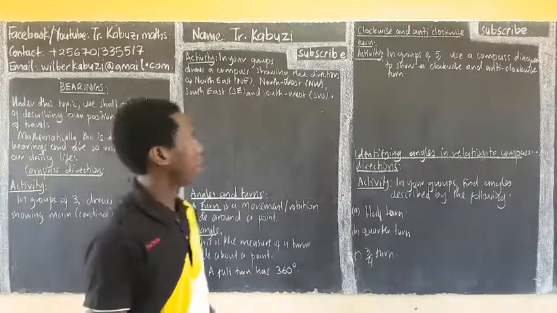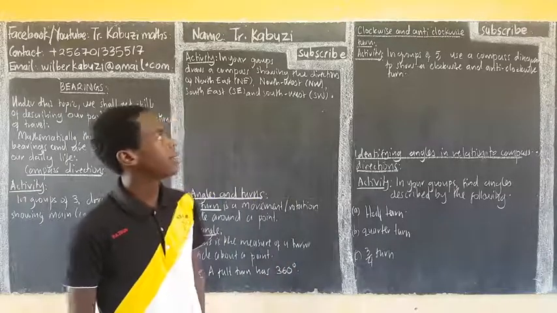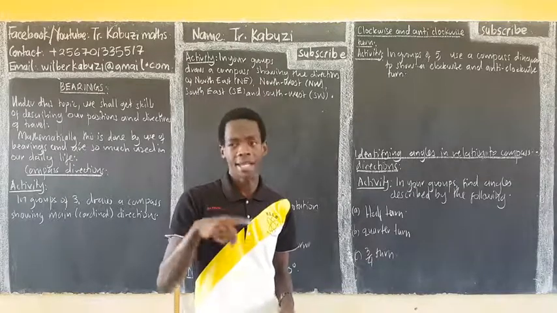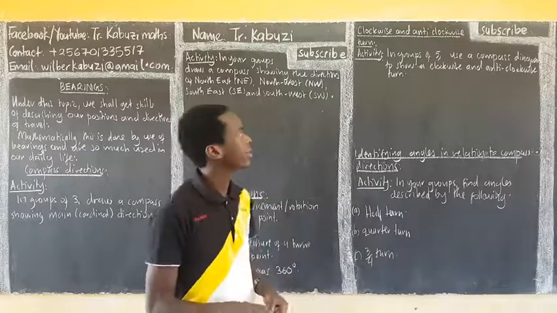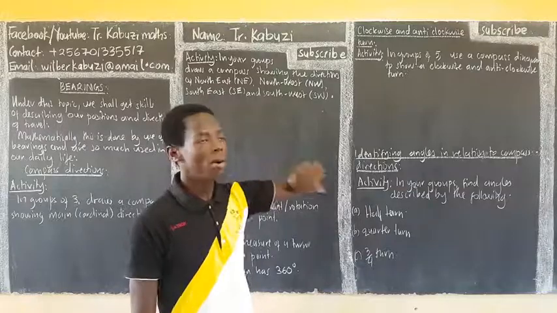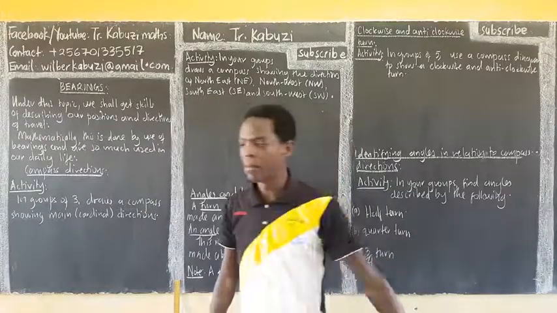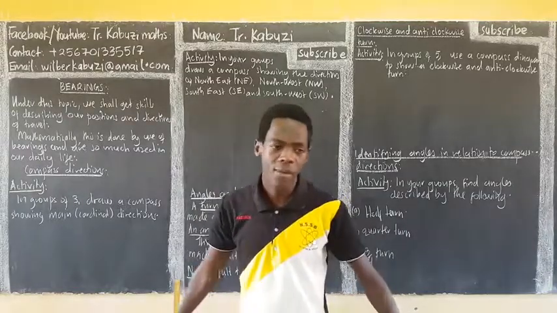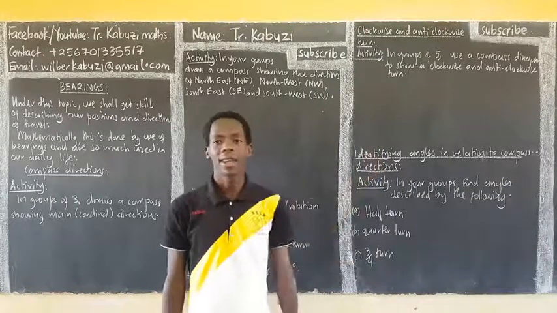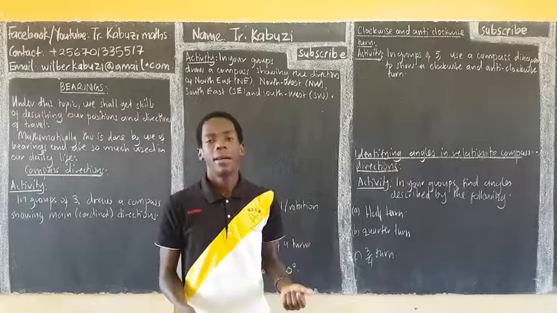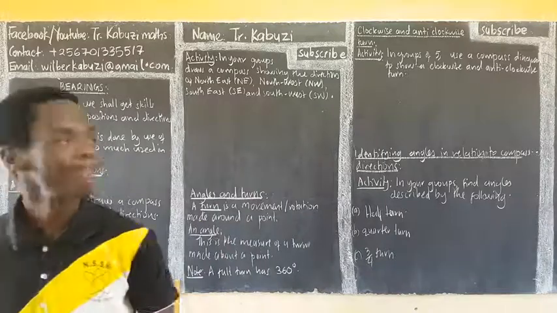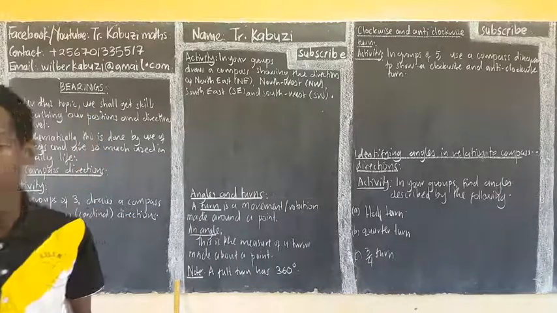Then we have what we call clockwise and anti-clockwise turns. Everyone knows what we call a clock, right? With a minute hand, hour hand, and so on. We need to know that the turns we are making are either clockwise or anti-clockwise. There's a difference when I move like this, and a difference when I move like this. So in your groups, you are going to draw a compass and show me the anti-clockwise and the clockwise turn. Can we start? I'm giving you 6 minutes for that.